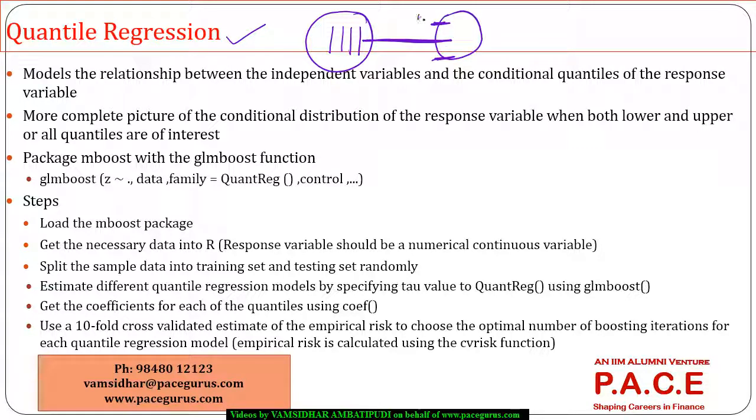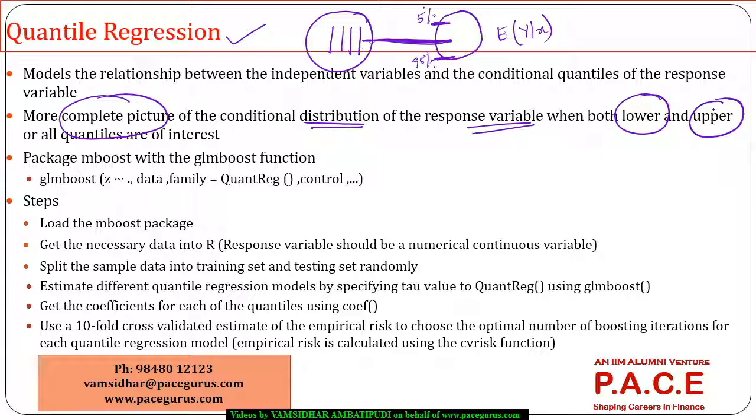So I want to know what could be the 5 percentile value, what could be the 95 percentile value, rather than just getting the conditional expected value of y given x. So rather than just getting the mean value, I am also looking at the different quantiles as a part of the estimation. It gives me a more complete picture of the conditional distribution of the response variable, especially where I have both lower and upper quantiles, or if I am more interested in different kinds of quantiles compared to just getting one single value.